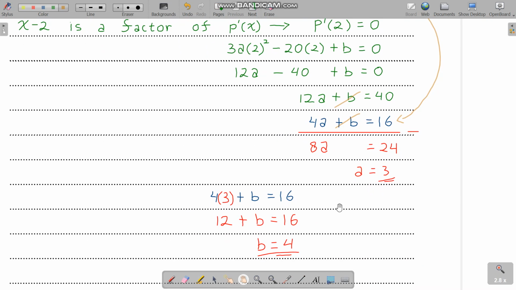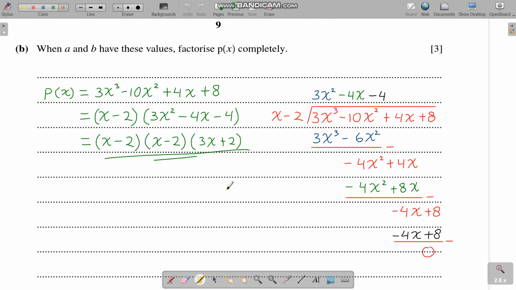And to find the b, we use one of the equations. Just use this equation again, replace the a with 3, and we can find the b. Alright, that's the first part. Now the second part, when a and b have these values, factorize completely. So actually we can do it like this real quick.